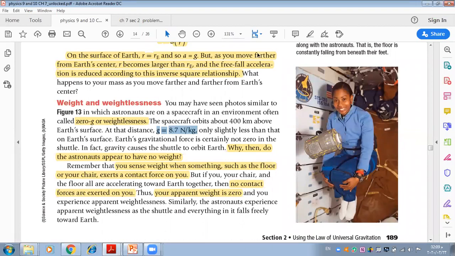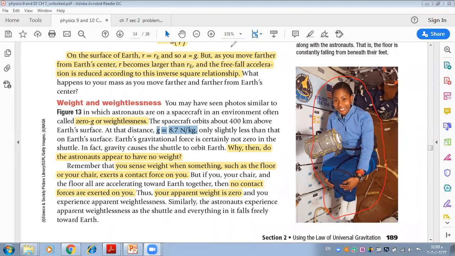Could I have someone to answer? Ahmed Majid. Why does this astronaut feel weightlessness? Yes, she feels she has no weight. Why is she floating? Inside the shuttle, the gravity is 8.7, not 0. So why is she floating? This is my question. You don't know? Okay, another one. Give me a suggestion.